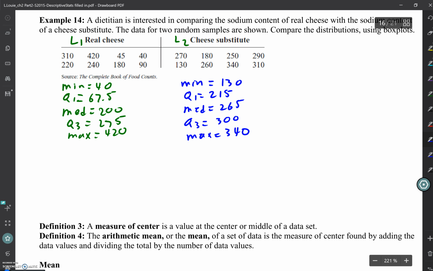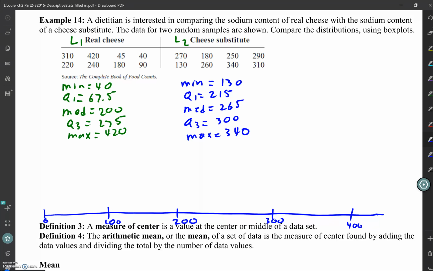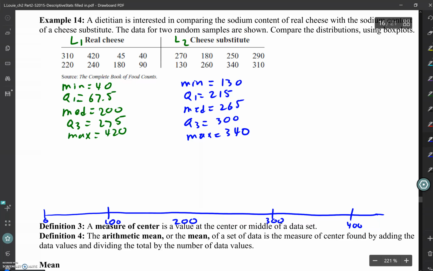Now, since I am trying to compare these two things, I'm going to make a number line on the bottom to try to keep me consistent so that it kind of helps me. So we'll go from 0, I'm going to make kind of big jumps, to 100, 200, 300, 400. So I think that should be a pretty good range for me. Try to make it a little bit more even.